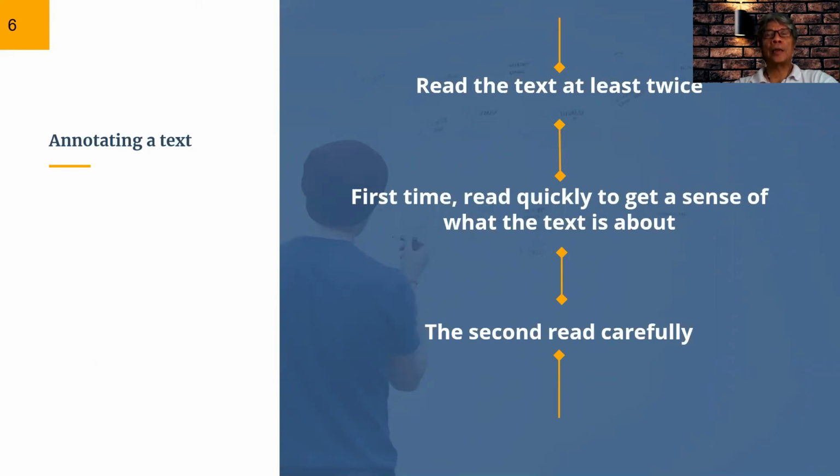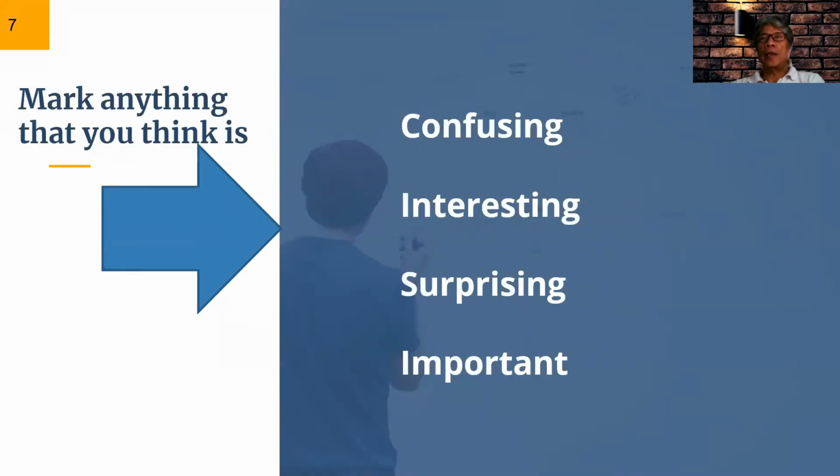Read the text at least twice. The first time you read quickly so that you can get the sense of the text. Then the second time you read carefully and take notes. Mark anything that's confusing or that you don't understand. Circle it if you like, underline it. Mark anything interesting, surprising, or things that you think are important, or something that's new to you. This is one way to know the structure of the text deeper, not just comprehending the text, but you can read the lines or between the lines of what's beyond the text.